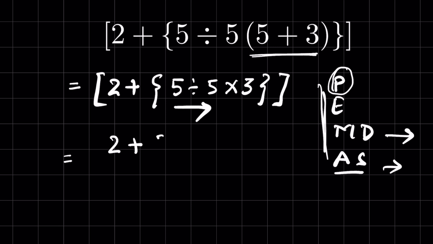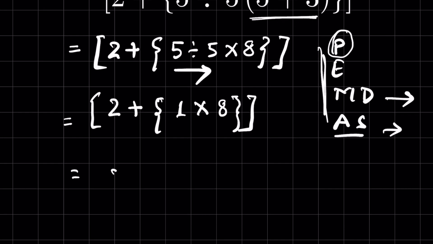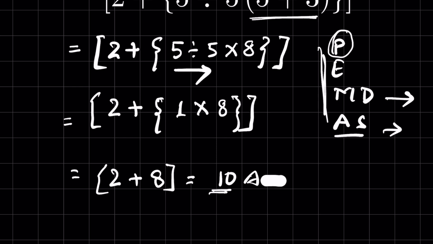So 5 plus 3, sorry, this is 8. 5 plus 3 is 8. 5 divided by 5 is 1. So 1 times 8, then bracket. Then again 2 plus 1 times 8 is 8. 8 plus 2 is 10. You can remove the bracket. So 10 will be the correct answer and not 17 upon 8.